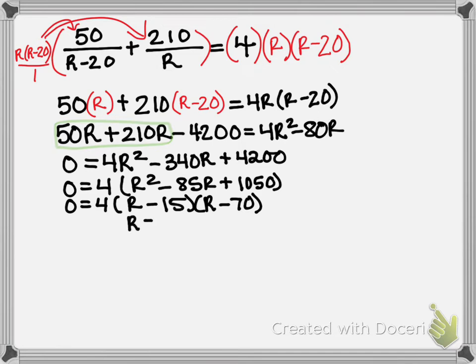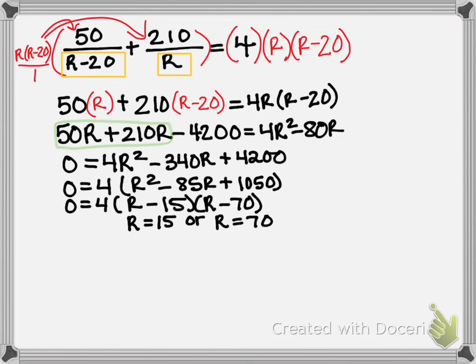So that means I get two possible solutions. Either r is 15 or r is 70. So now you might be wondering, well, okay, which one do I use? Well, this is why it's so important that you look up on your paper where we defined our variables. Remember, we let r stand for something, the variable r. We let the variable r stand for the rate of the train, okay? So r is the rate of the train. So we have two possibilities. The rate of the train could be 15 miles an hour or 70 miles an hour.